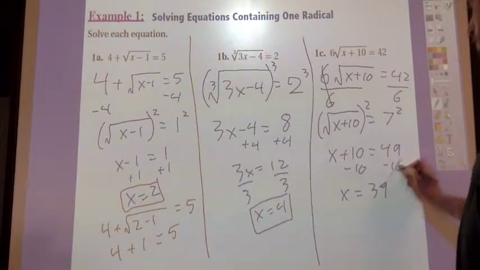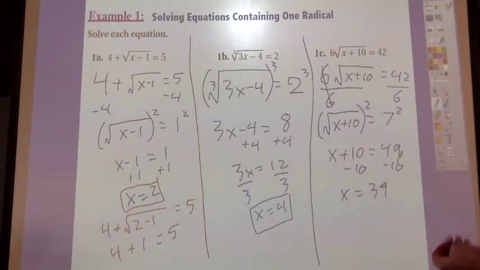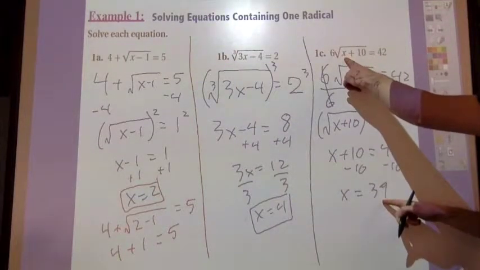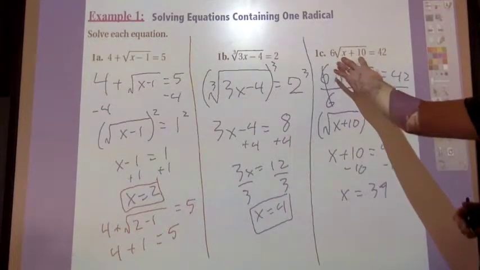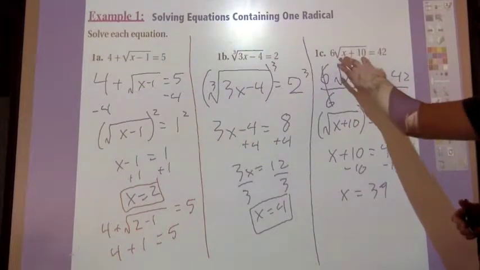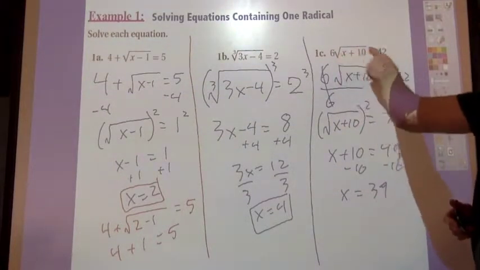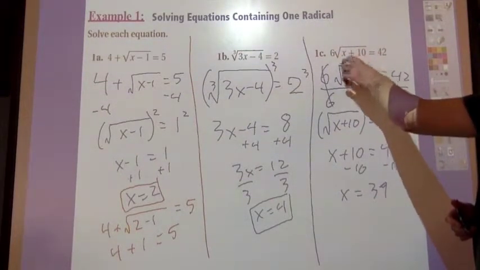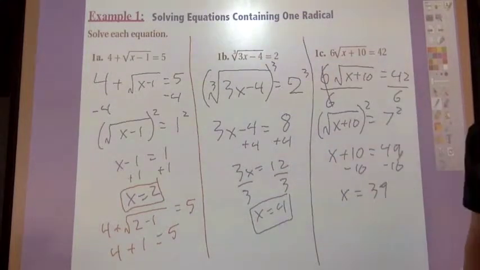And that would be a fun one to plug back in and check. Let's think about it. If we plug 39 back in for this x, under the radical we have 39 plus 10, which is 49. And we know that the square root of 49 is 7. 7 times 6 is 42, so it works.